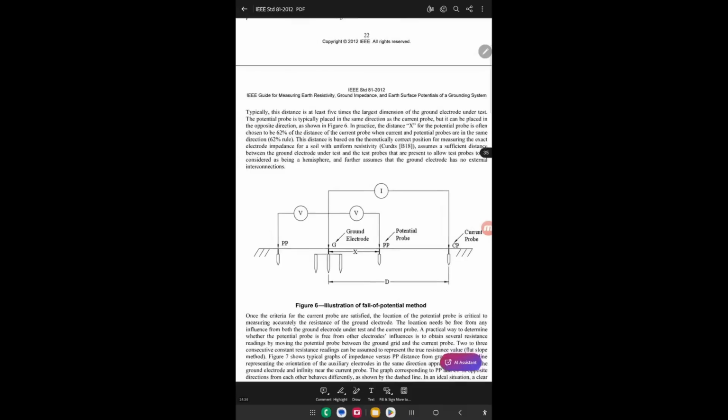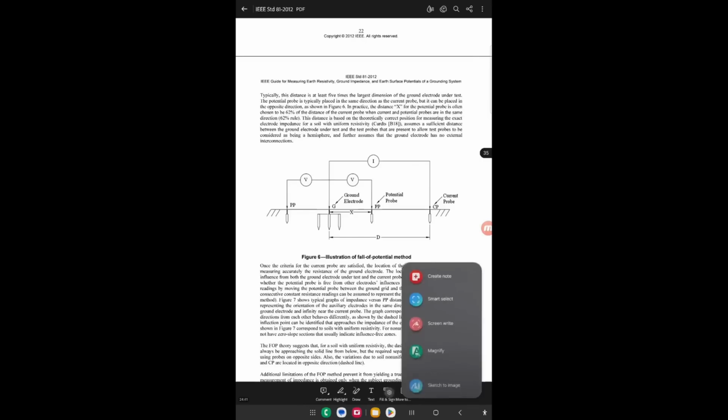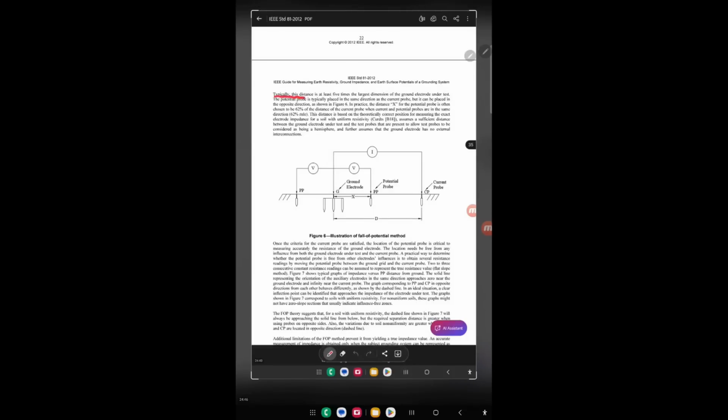Notice what the standard says here. Let's position here to write, perhaps add a few more words. The typical distance of separation should be 5 times the length of the grounding dimension. This, from here, where the grounding is, right?